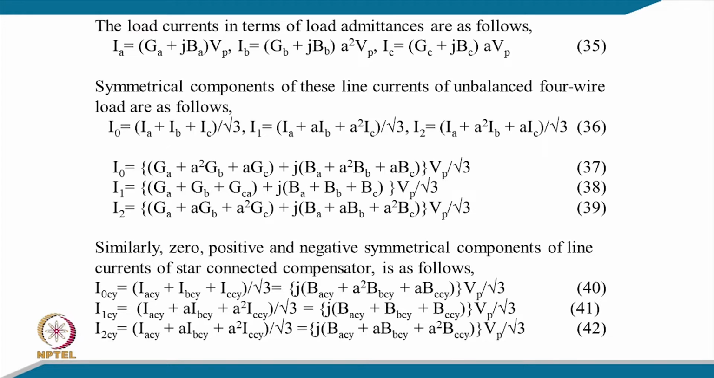Similarly, the positive sequence current of this star connected compensator can be equal to, C denotes here for compensator, I1CY equals (IACY plus a IBCY plus a square ICCY) divided by root 3, which can be equated equal to j into (BACY plus a BBCY plus a square BCCY) into Vp by root 3. And I2CY can be written again in a similar manner, (IACY plus a square IBCY plus a ICCY) by root 3, and which can be equated in terms of parameters equal to j (BACY plus a square BBCY plus a BCCY) into Vp by root 3.